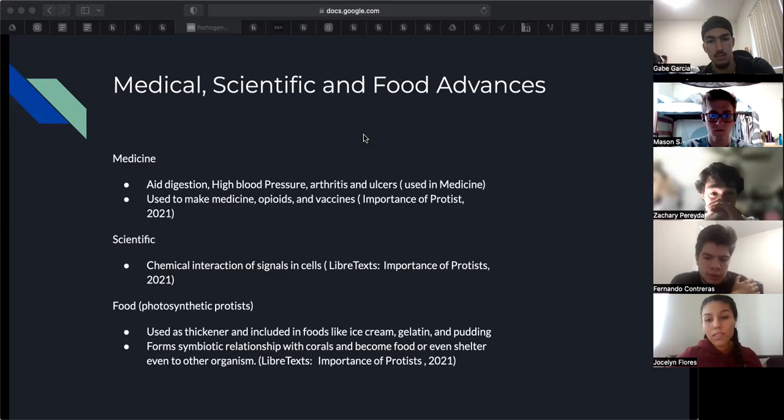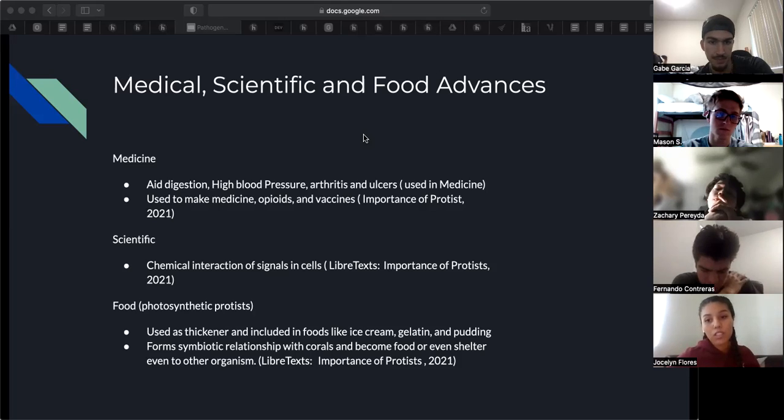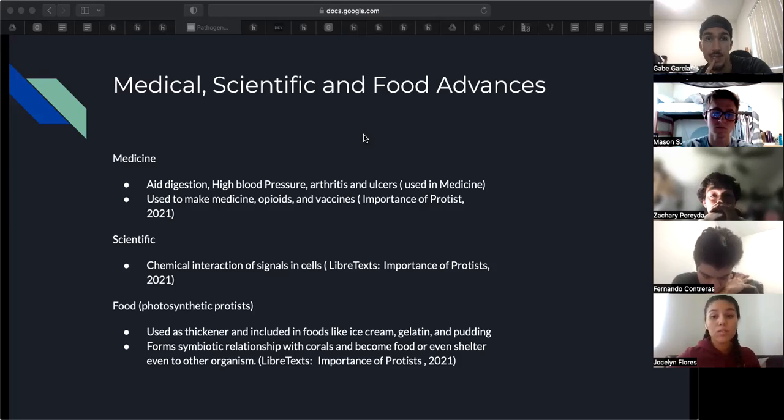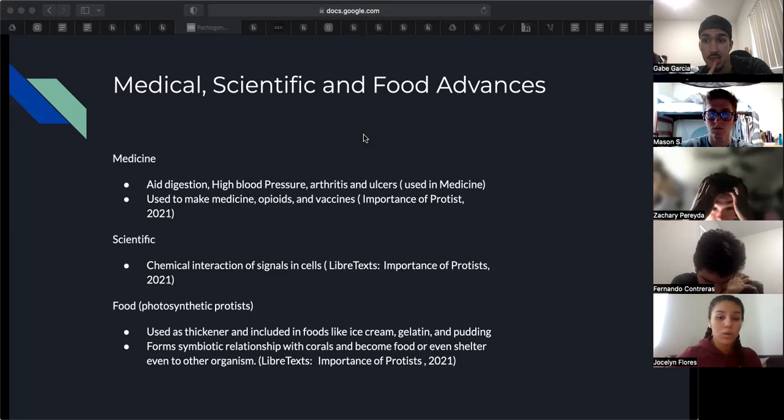In coral reefs, protists are known to create a symbiotic relationship with corals and ultimately become food for other animals or shelter for most of them.